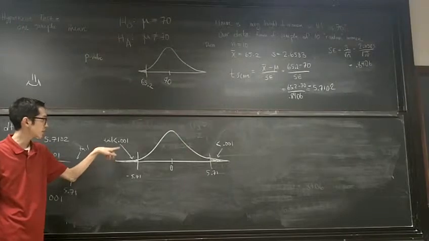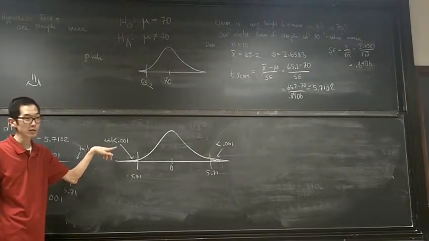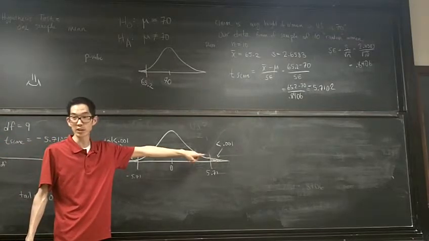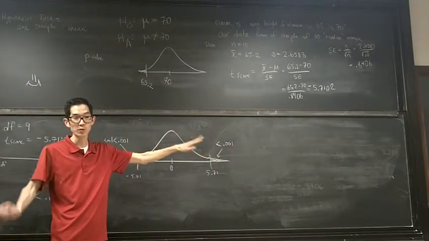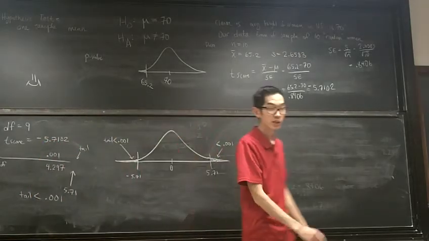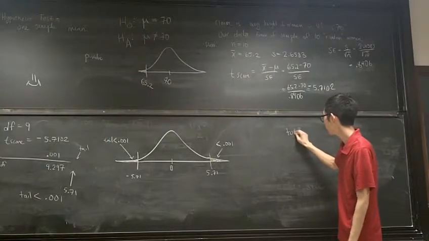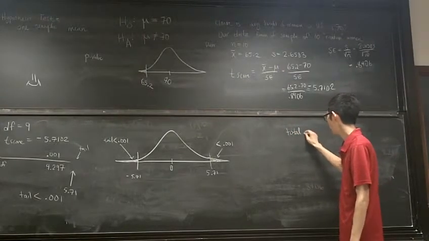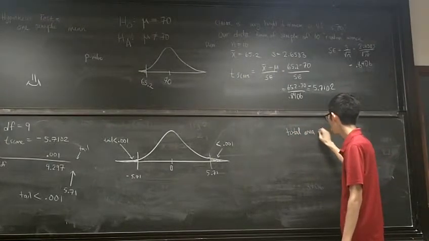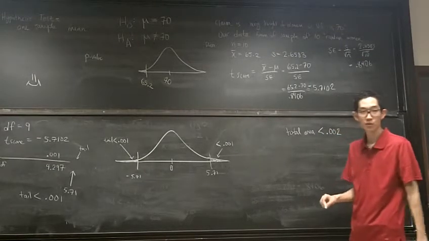The amount in this tail is less than 0.001, 1/1000. And the amount in this tail is also less than 1/1000. So if I combine the two tails together, how much do I have total? So the total area, whatever it might be, is for sure less than 0.002.